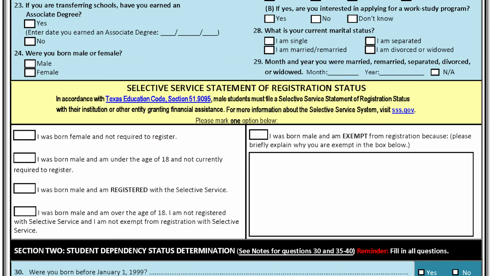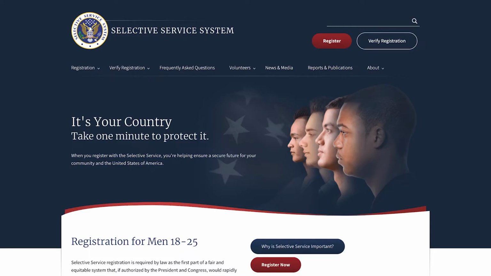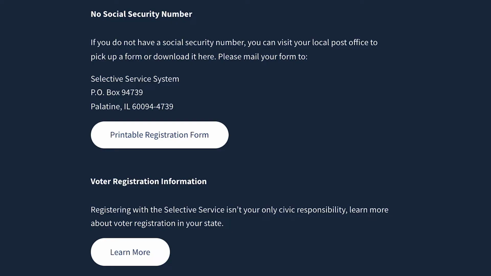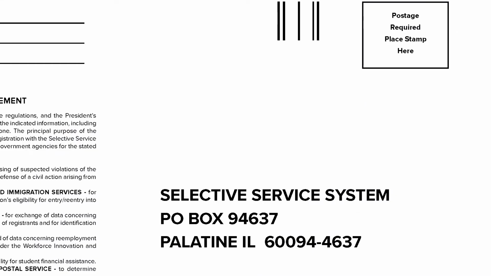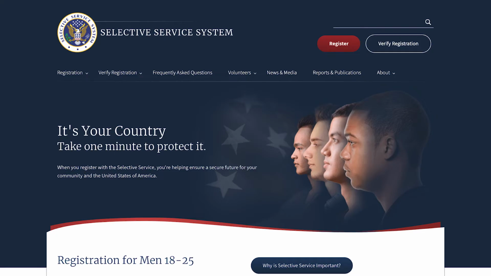Another question in Step 1 asks if you are a male or female. Remember, male students must register with the Selective Service System and can do so by going online to www.sss.gov. Students that have a Social Security number can submit electronically. Students without a Social Security number must complete the fillable registration form and mail it to the address provided on the form.